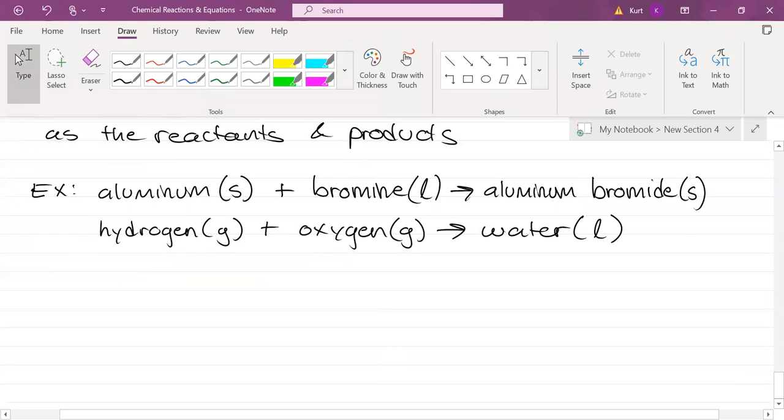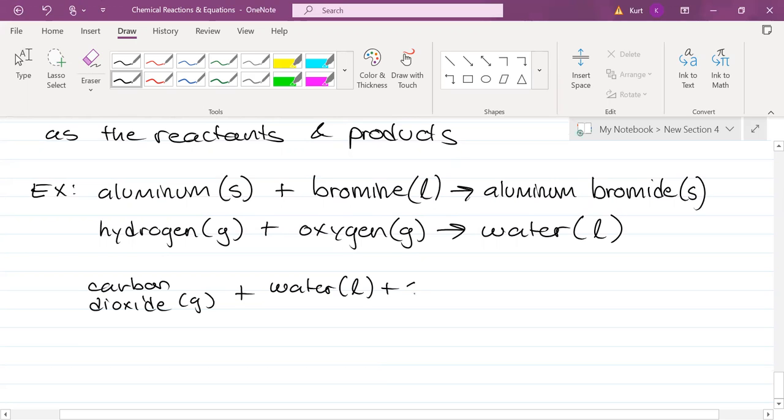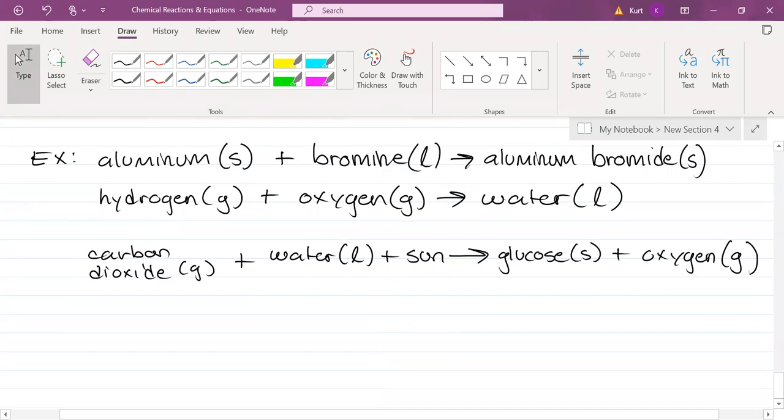Okay, so let's do one more. Here's the photosynthesis. Carbon dioxide reacts with water and sun to produce glucose and oxygen. So these are all just word problems, and we call them word equations. Now we do skeleton equations.